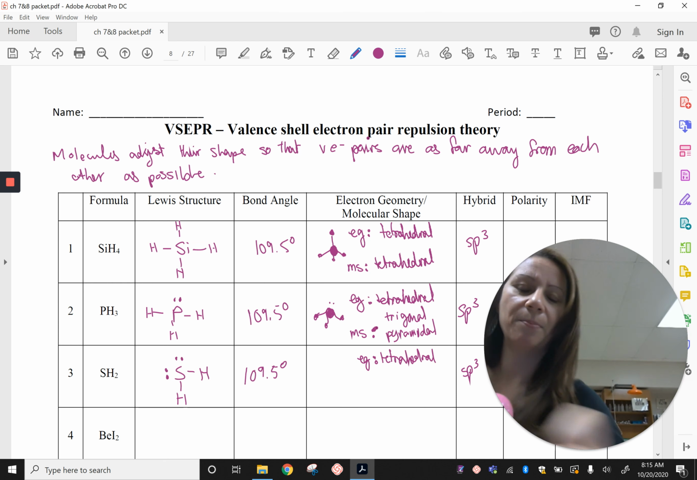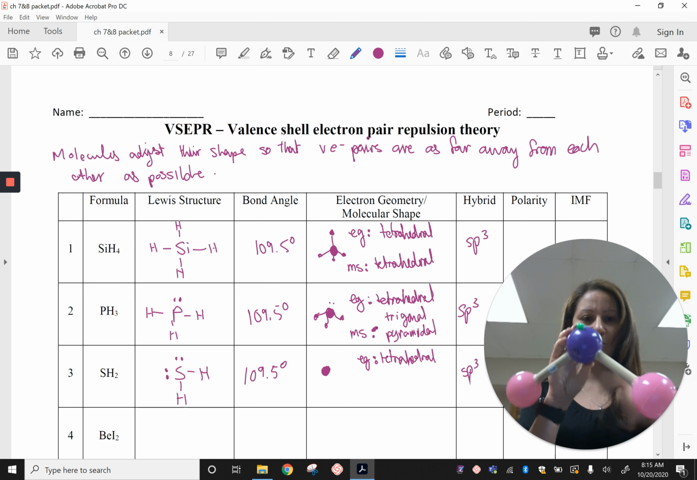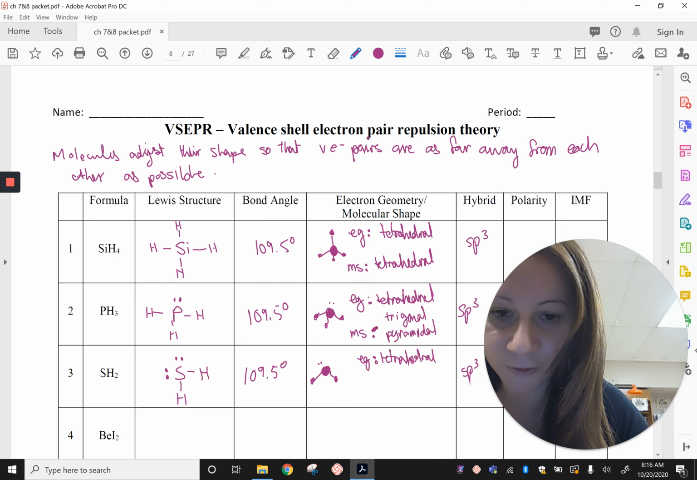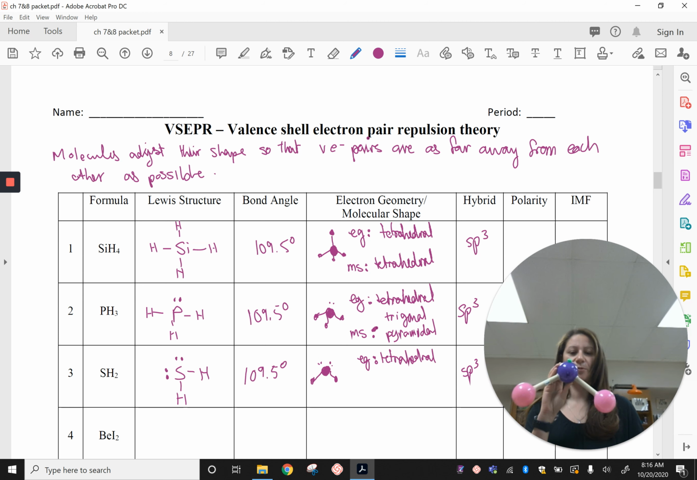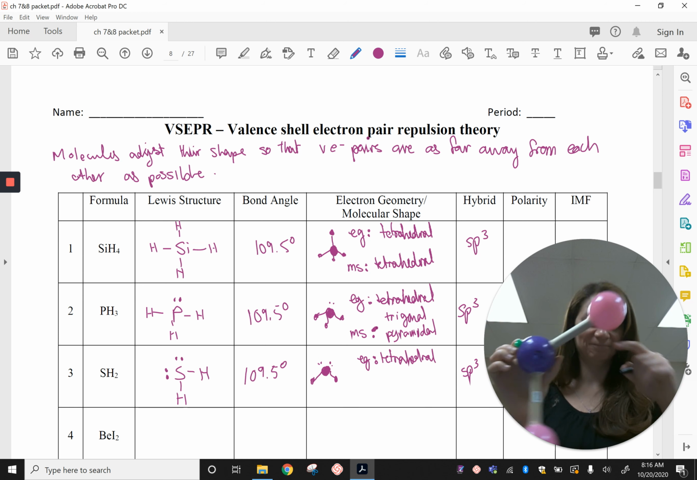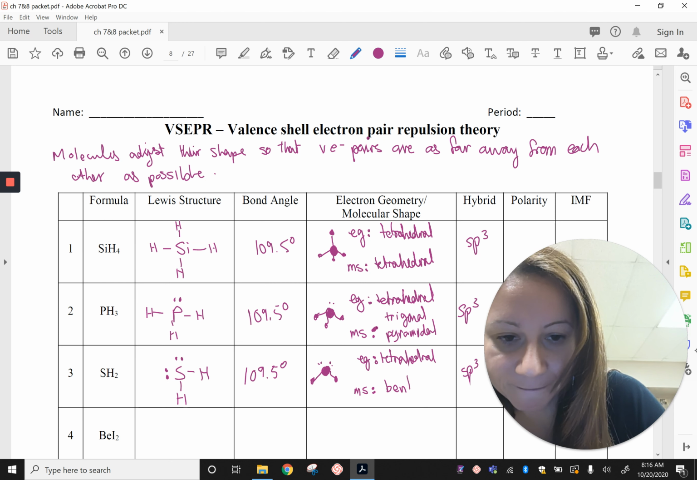So I'm going to draw a picture for myself just to remind myself what it looks like. It looks like there's your central atom. There are 2 things sticking out at 109.5 degrees from each other, and then I have 2 lone pairs here. This shape is called bent or angular because it looks like an angle, or it looks like a bent line. So molecular shape, we're just going to call it bent.